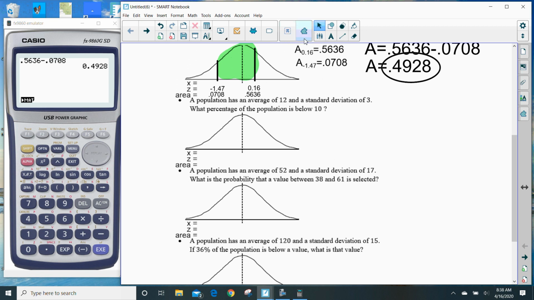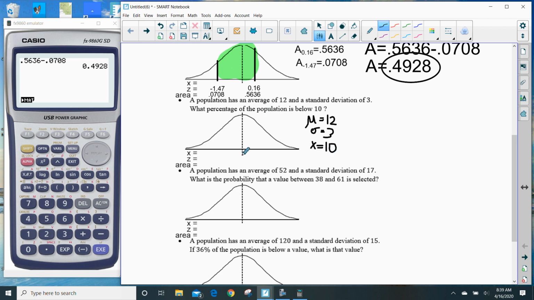Population has an average of 12. I'm just going to jot this down. So it has an average of 12, standard deviation of 3. What percentage of the population is below 10? That's at X.